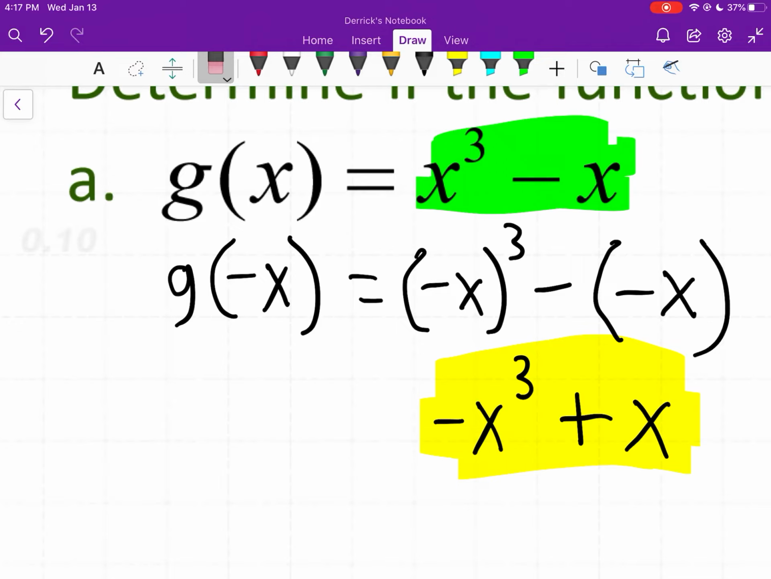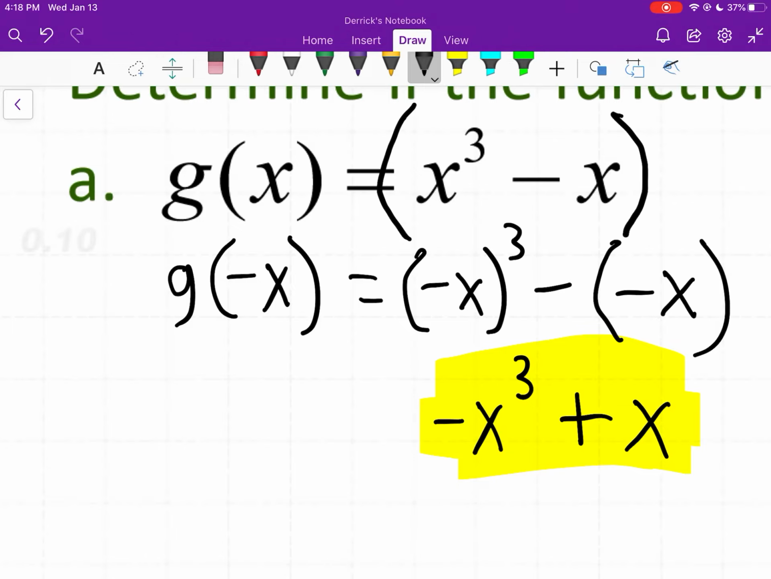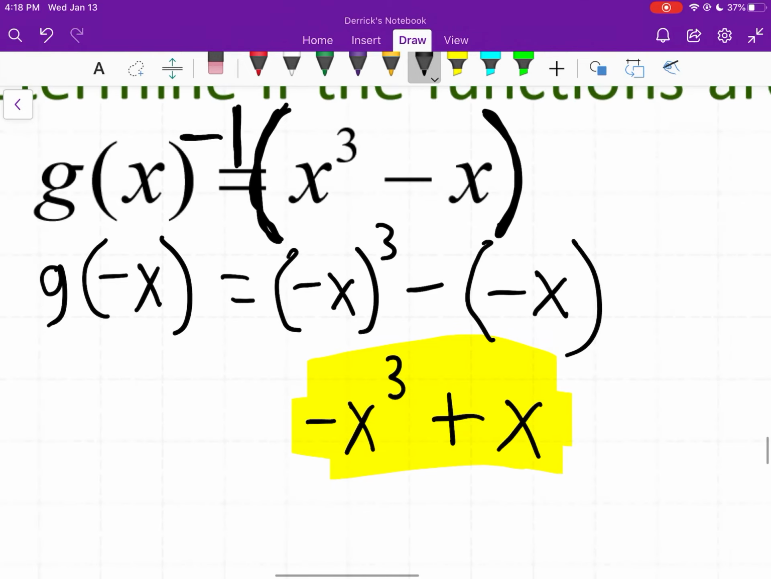Next, we need to check to see if it passes the test for odd. So we're still referring to what I've highlighted in yellow here, what we got from simplifying. But for the odd test, we don't want it to be exactly the same as the original. We want to take this original function, what we were given to begin with, and we want to multiply it by negative 1.